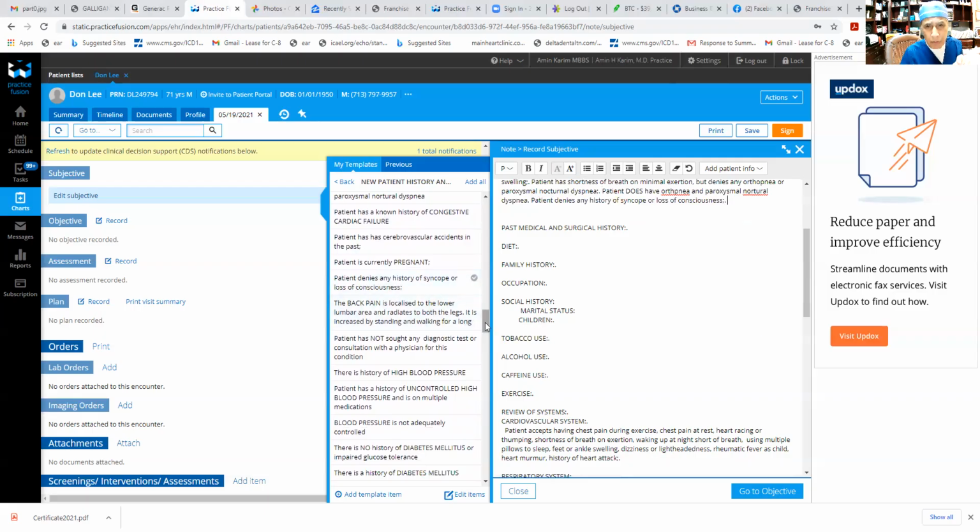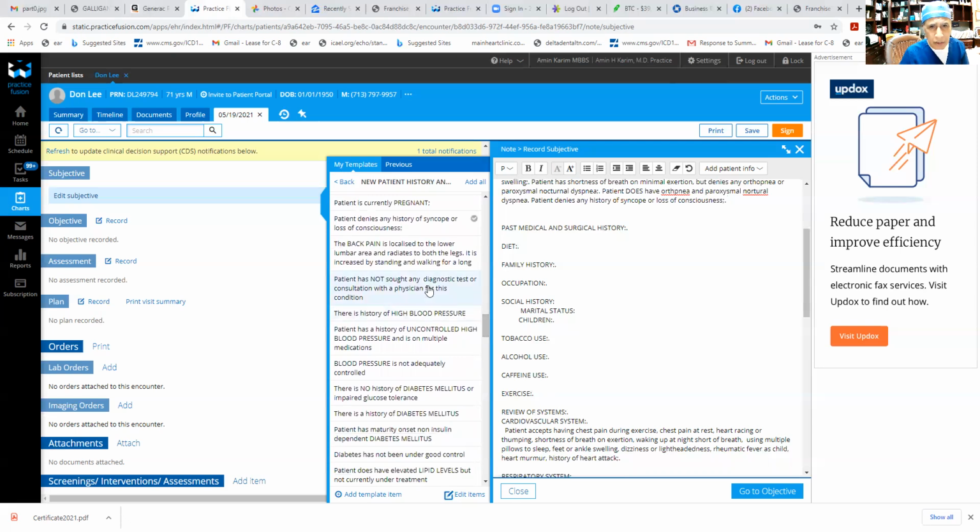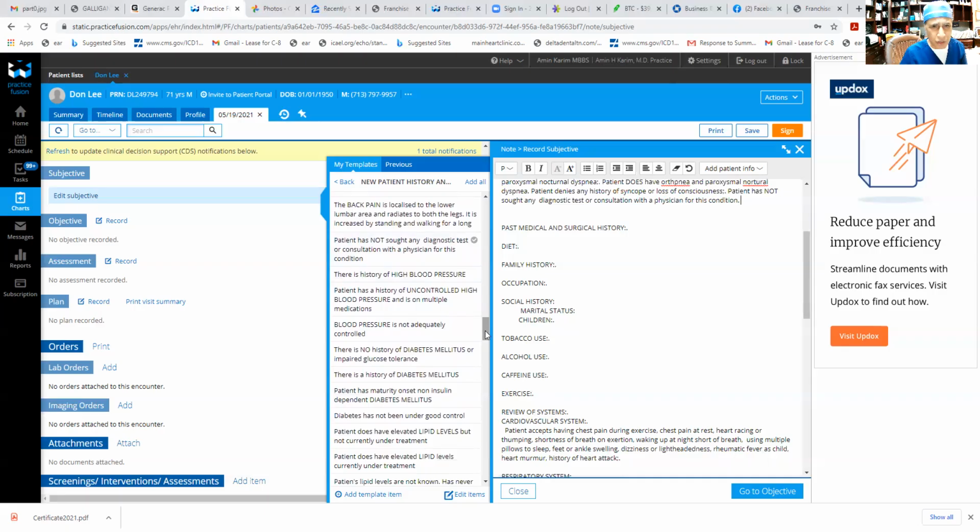Remember what they used to teach you? Negatives are as important as positives. So all negative symptoms, which means that there is no such symptom, are important. Patient has not sought any diagnosis. He's come here for the first time, has not seen anybody for it. Maybe he's only seen his GP.